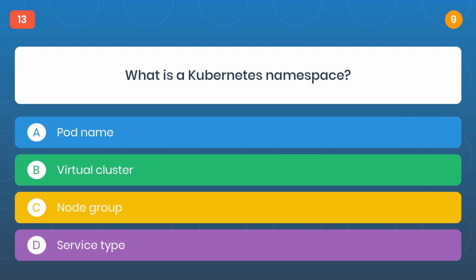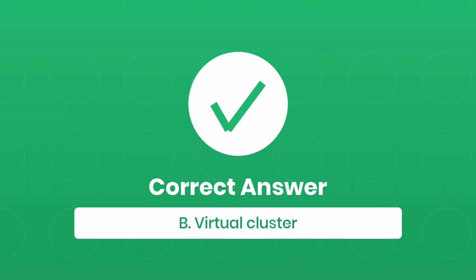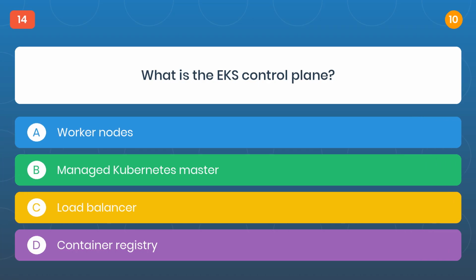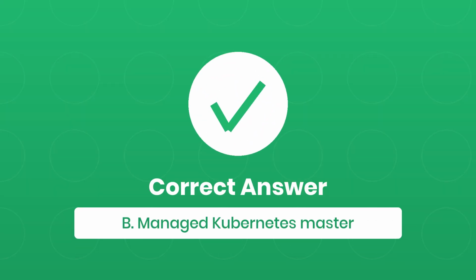Question 13. What is a Kubernetes namespace? The correct answer is B, virtual cluster. Question 14. What is the EKS control plane? The correct answer is B, managed Kubernetes master.